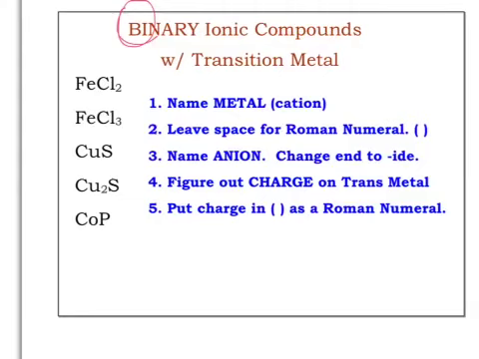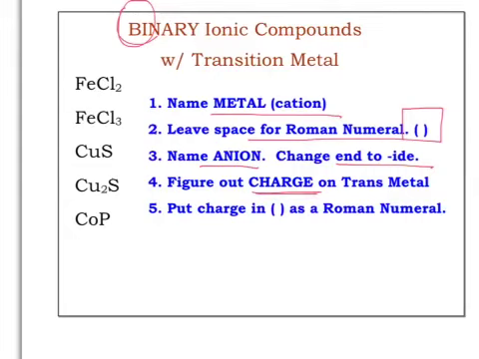For these rules, we're going to name the metal ion, or the cation, first. Then we're going to leave a space for the Roman numerals, using parentheses for that. We're going to name the anion, and if it's a regular binary anion, we change the ending to IDE. If it's polyatomic, we'll worry about that later. Then we're going to figure out the charge on the transition metal, and I'll show you how to do that today. Once we know the charge, it goes inside those parentheses as a Roman numeral.